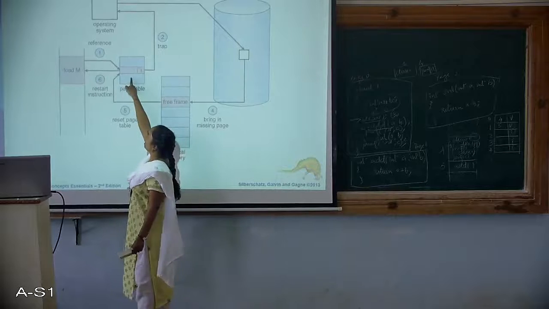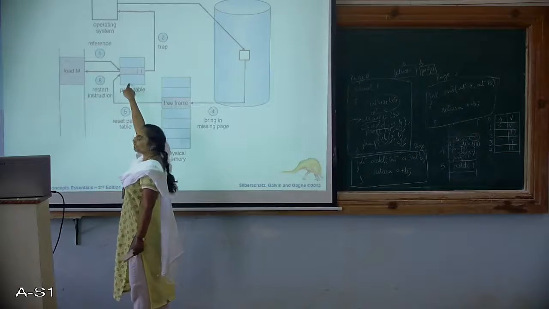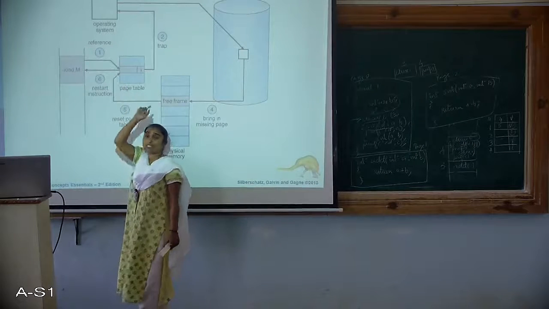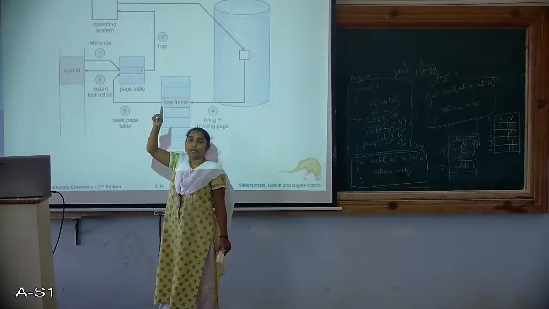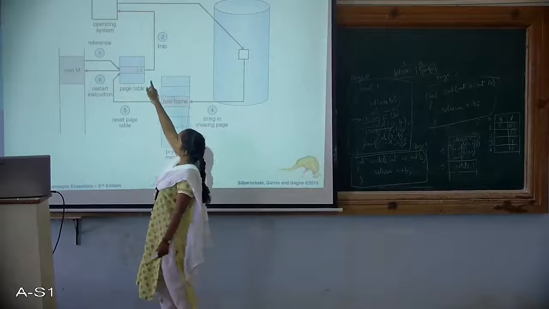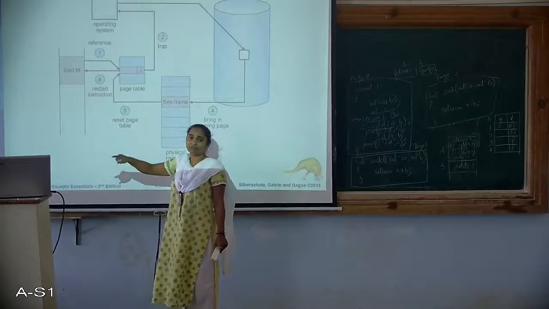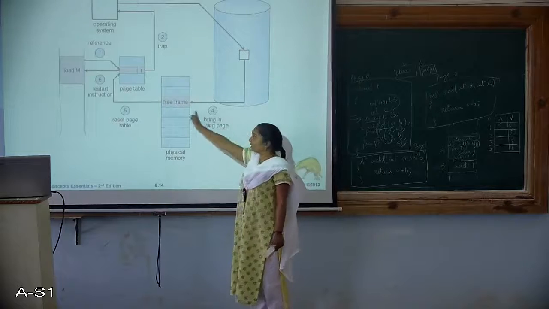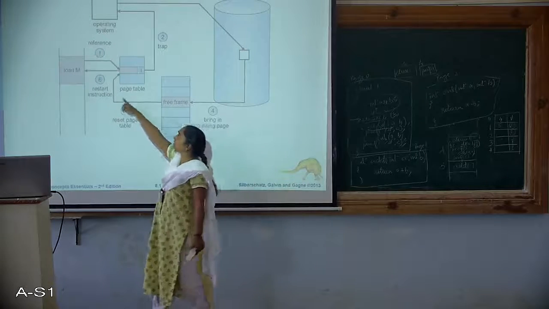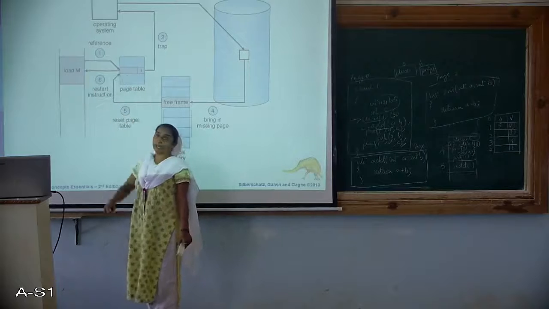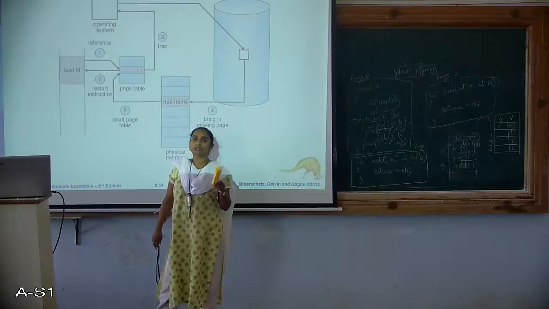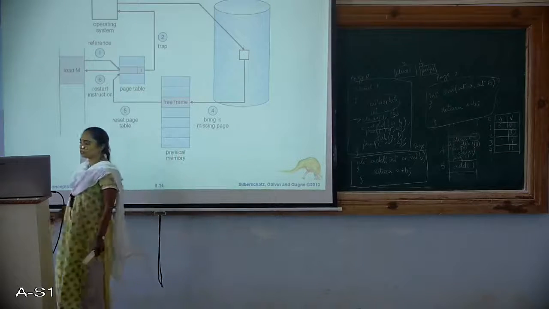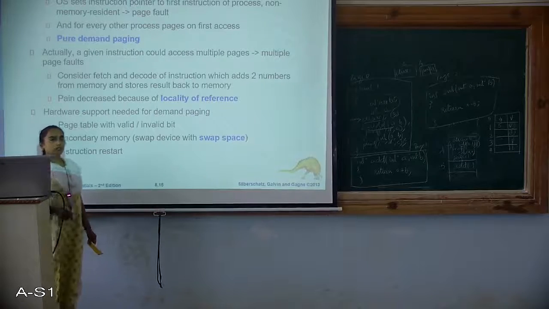So the first step is it makes a reference for the page and checks the page table. If that page is not present in the page table, it goes to the operating system and complains that this page is not present in a frame in your physical memory. So it checks whether it is a valid reference or an invalid reference. If it is a valid reference, it goes to the backing store, gets that page from the backing store into the main memory, resets the page table, and tells the CPU to continue the execution of this process from where it had stopped. Clear? So this is demand paging.